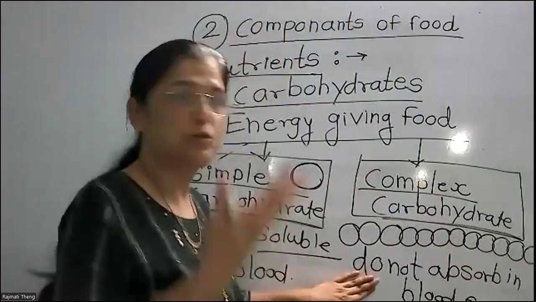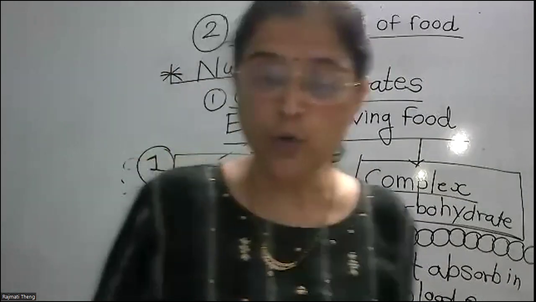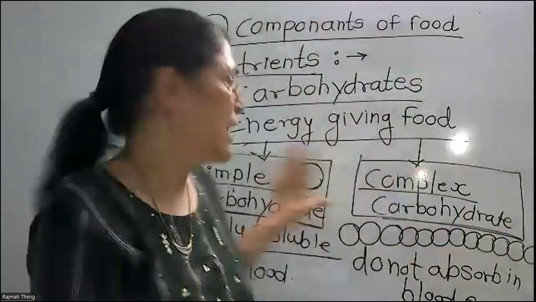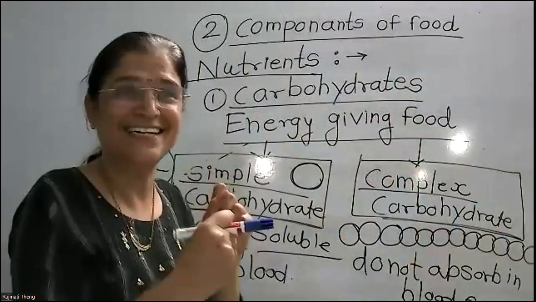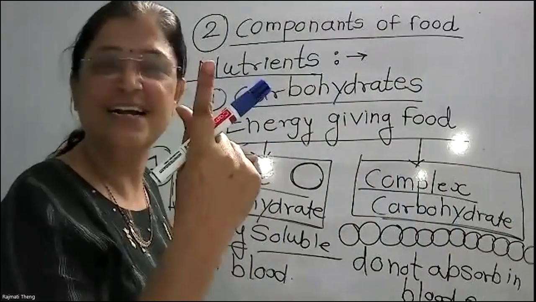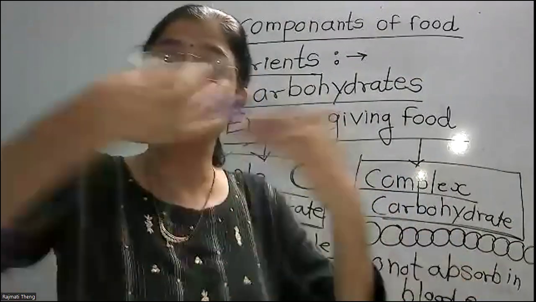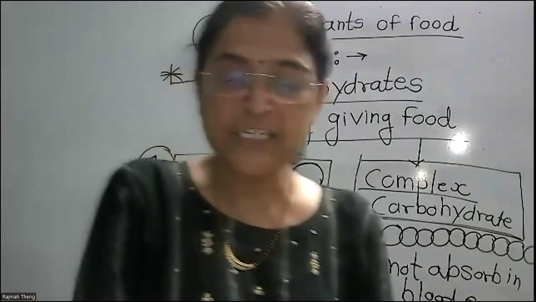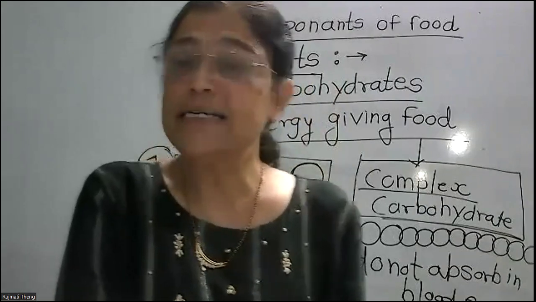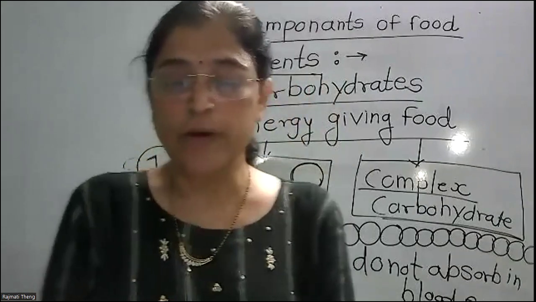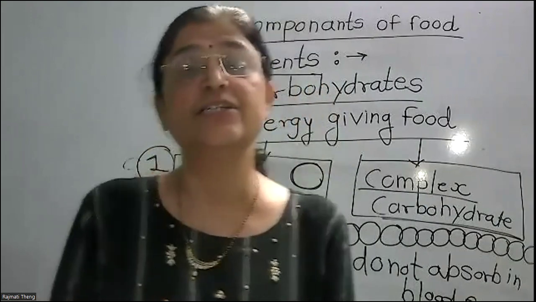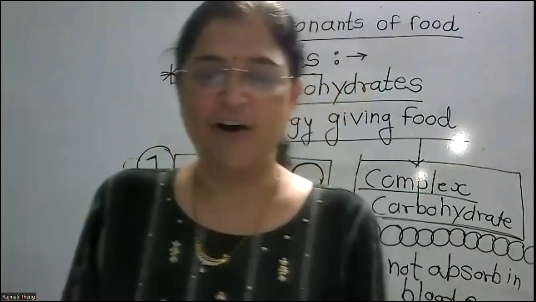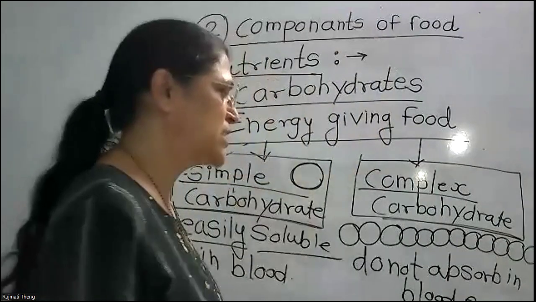So it is not absorbed easily in the blood and we do not obtain instant energy. It gives energy very slowly, while simple gives energy very fast. How do simple carbohydrates give energy? Immediately. And complex is first converted into simple and then gives energy. So complex carbohydrate is not easily absorbed in the blood and does not provide energy immediately. It gives energy very slowly, and that is why it is called complex carbohydrate.